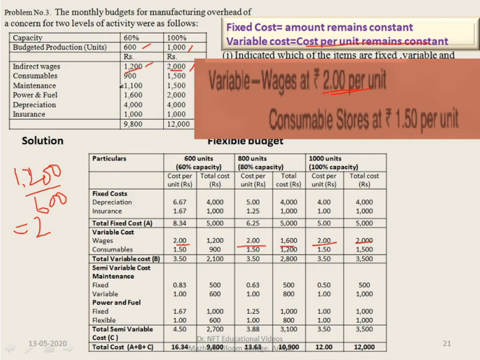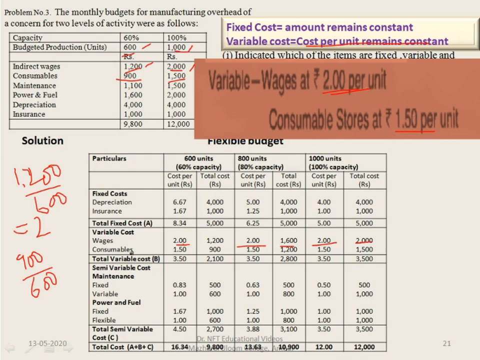Same way we'll see for consumables. Consumables, if you see, total cost for consumables is 900. 900 divided by number of units, 600. So 600 is the number of units, 900 is the total amount of consumables. It gives you 1.5 per unit. Same, 1500 divided by 1000 units will give you 1.5.